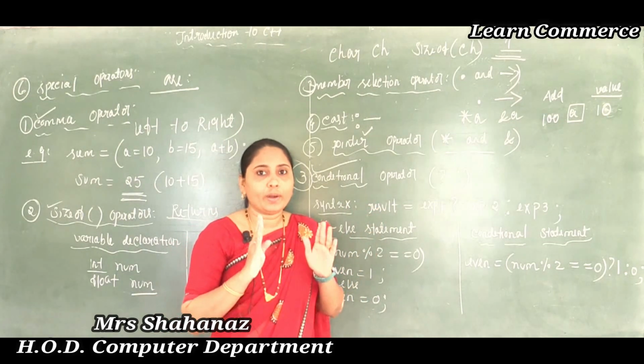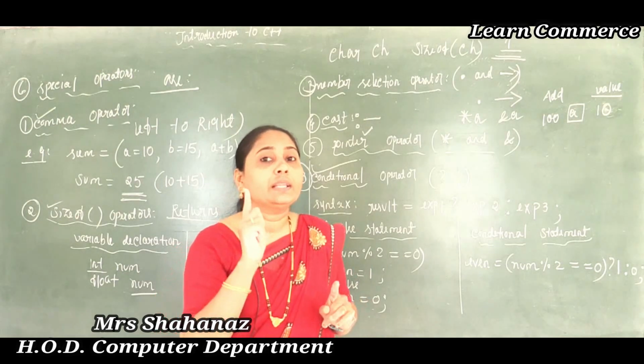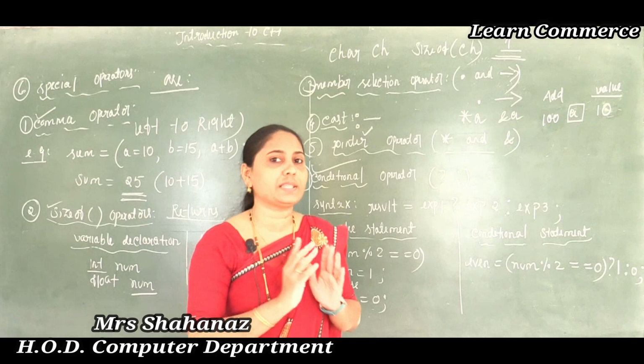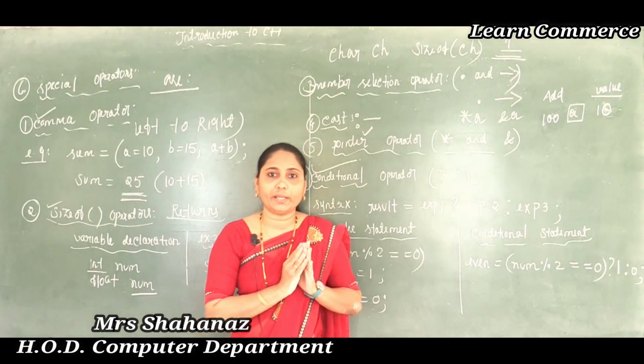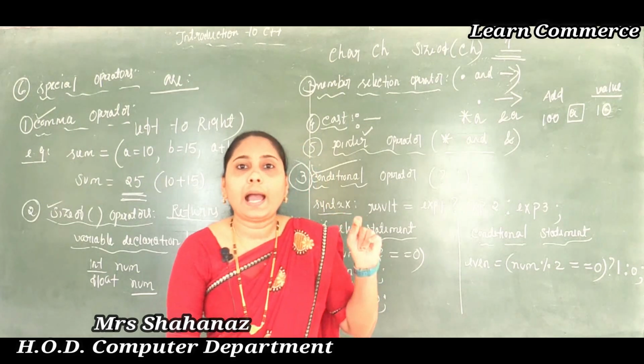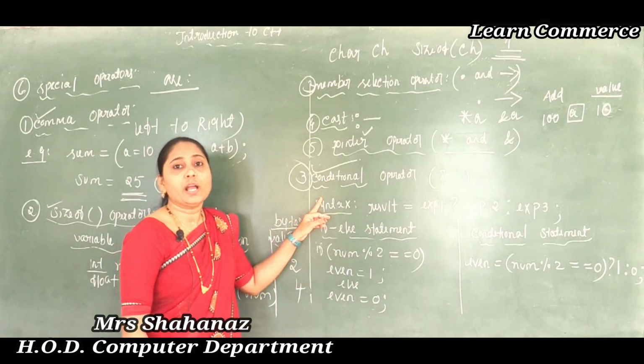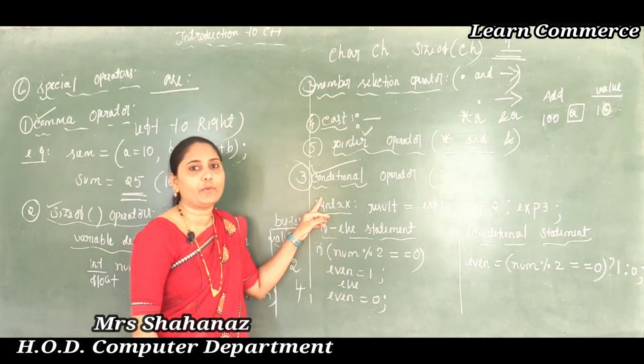Why is it called the ternary operator? Because here it uses three expressions. Because of this reason it is called the ternary operator, or in a simple manner we can say that the ternary operator acts like a shorthand version of the if else construct. So how does our ternary operator work?